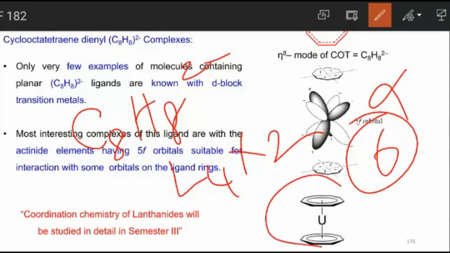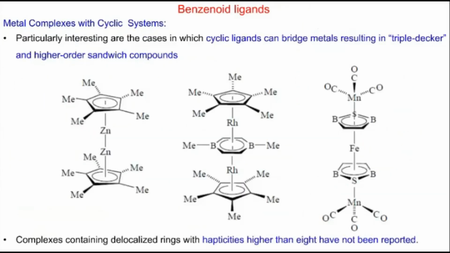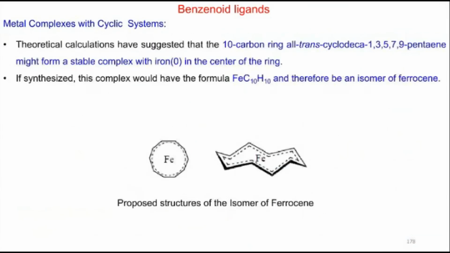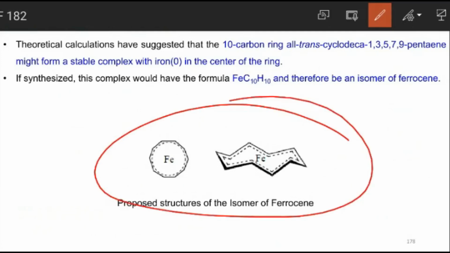Mostly, it will form complexes with the f-block elements, which we'll be discussing later in f-block chemistry. And there is no 9-member ring. For some other example, there is no 10-member ring. The organic chemists have not developed a C10H10 or 10-membered cyclic compound. But if they synthesize one, we could make a ferrocene isomer, either in a cyclic form or this form. This is only hypothetical, just for your information.